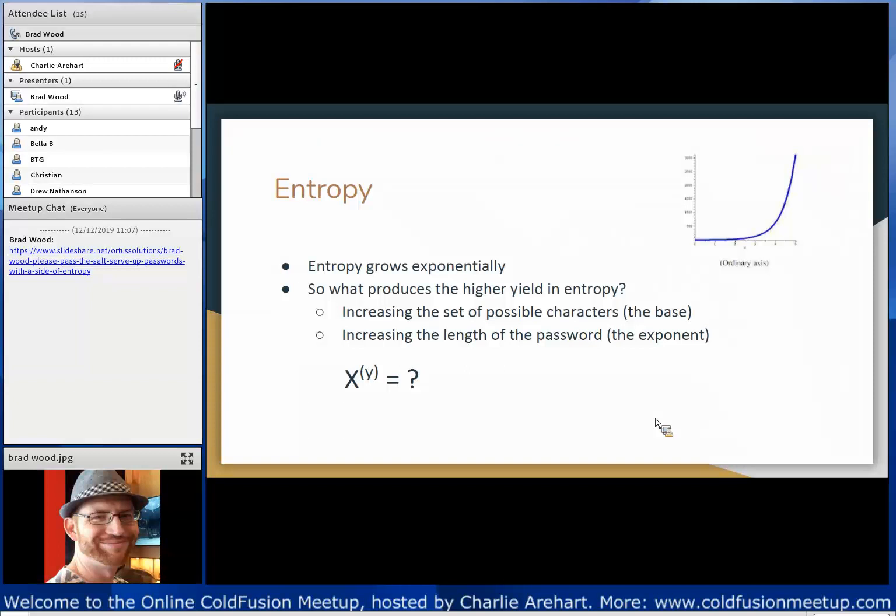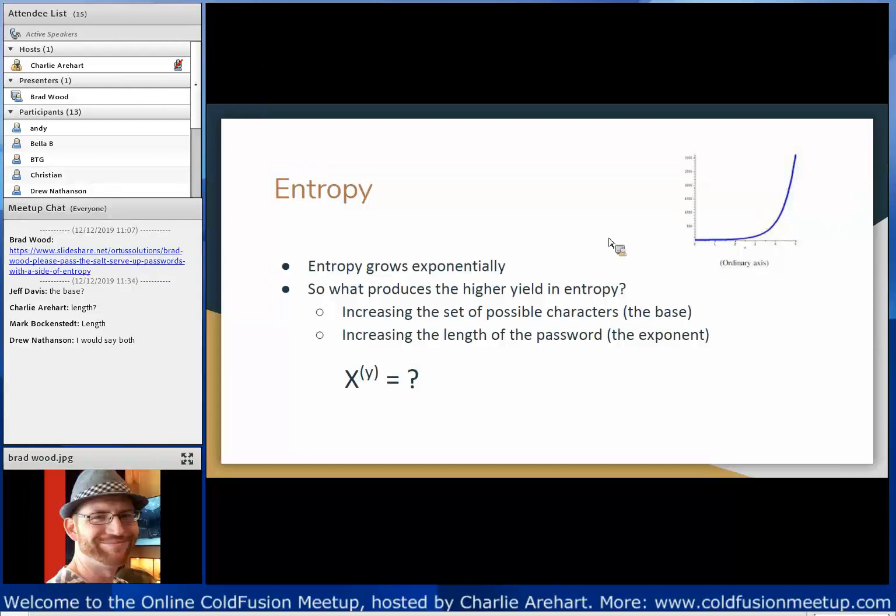Anybody want to take a guess in the chat? I'll give just a couple seconds before I change the slide. And I promise it's not a trick question. Jeff Davis is typing. All right, Jeff Davis says the base. Charlie says the length. Ooh, both. Well, you are correct. They both do increase entropy, Drew, but one increases it more.